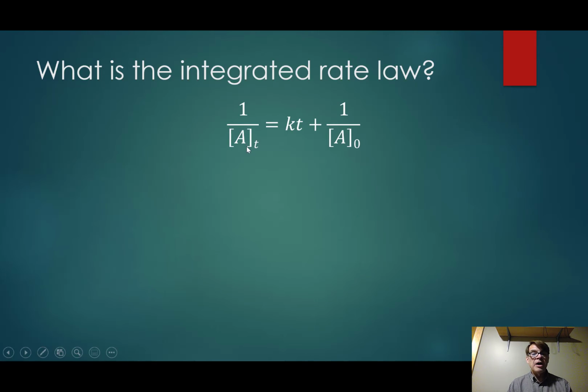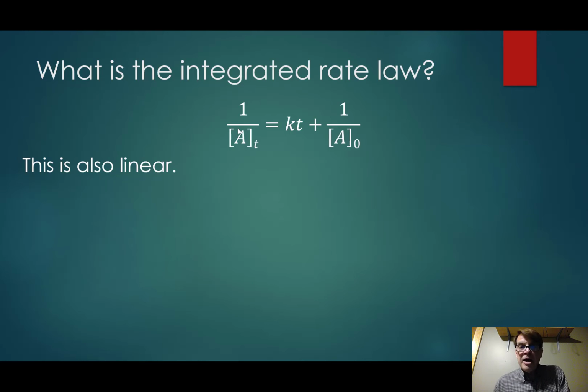1 over the concentration at time t equals the constant times t plus 1 over the initial concentration. And like I said, this is also linear. Now, what do you need to take from this video? This is what you need to take from this video. You should know this particular equation for a second order reaction.